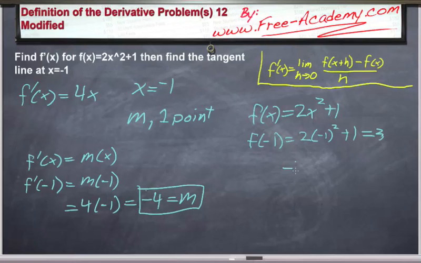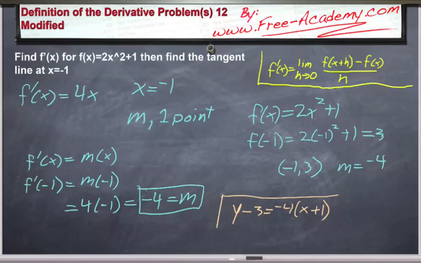So now we have the point negative 1, 3, and the slope equals negative 4. Put this into point-slope form, and you get y minus 3 equals negative 4 times x minus negative 1. And there you have the derivative and the equation of the tangent line.